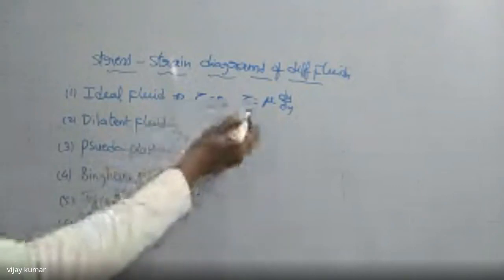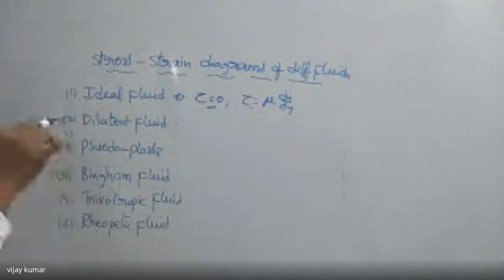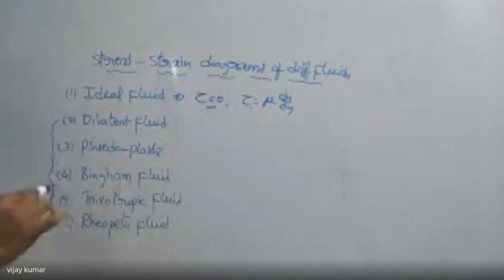So these conditions belong to ideal fluid. There is no such type of fluid which exists in nature. All fluids are named as real fluids. So if you see this one, all belong to real fluids. Did you get my point?